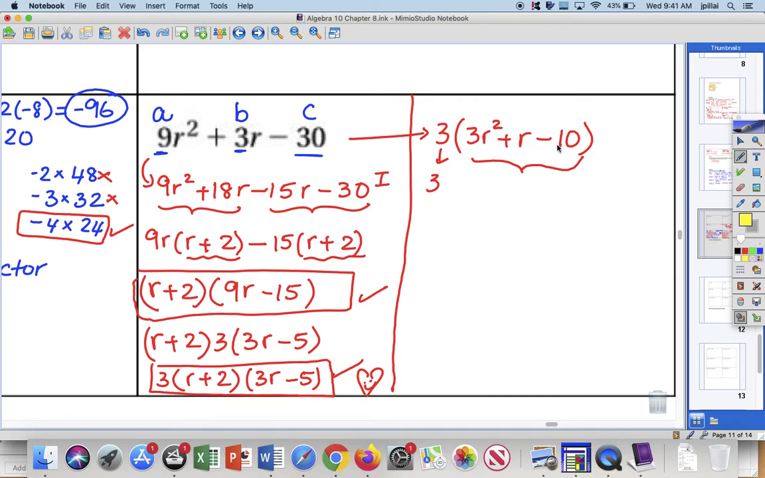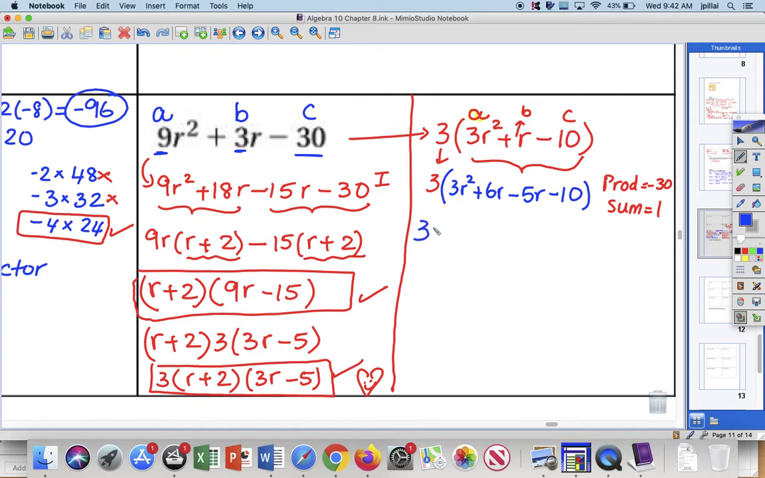So this is your A, and then B will become 1 and C is negative 10. So you need to find two numbers whose product is negative 30 and whose sum is 1. See, now that's easy because product is negative 30 and sum is 1. The numbers are 6 and negative 5. So I'll show you what you do. So you'll end up getting 3r squared plus 6r minus 5r minus 10, right?